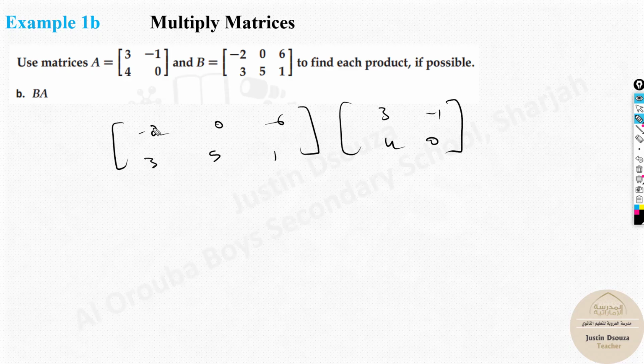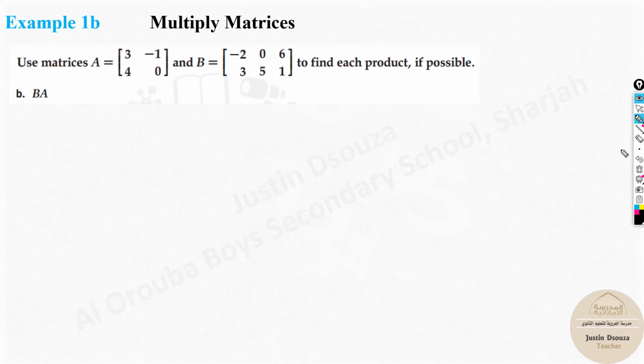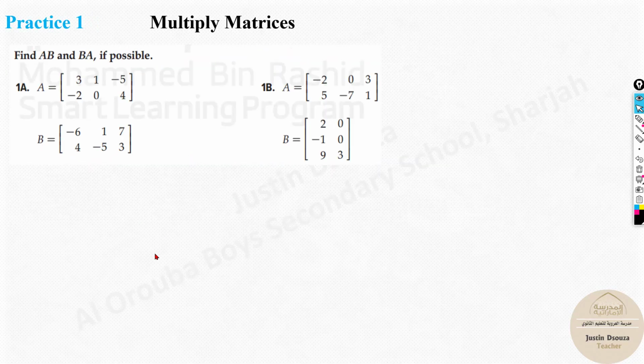Now here, is it possible to multiply this? No, it's not possible, because let's see the dimensions. This is 2 cross 3 and over here it's 2 cross 2. Look, this 3 and 2 are not equal. It's not possible to multiply it, because when you multiply this, you need to write minus 2 times 3, 0 times 4. But where is 6 multiplied with? No. If it was say 3, 3, then yes, you could have done it. But in this case, you cannot multiply this. So it's not possible to multiply. It's undefined. So this is how we check and multiply.